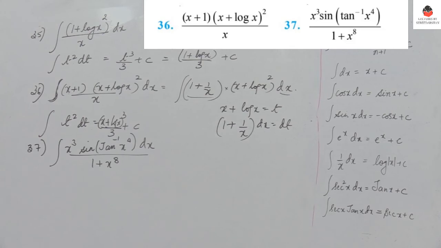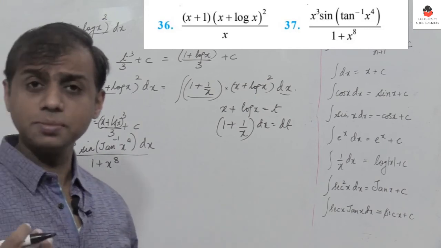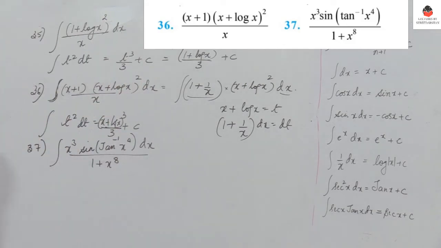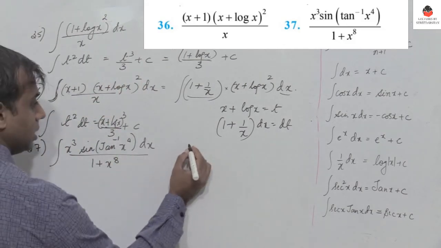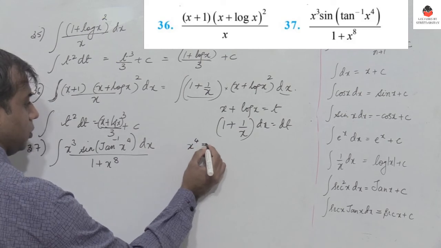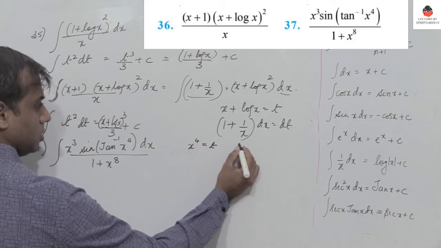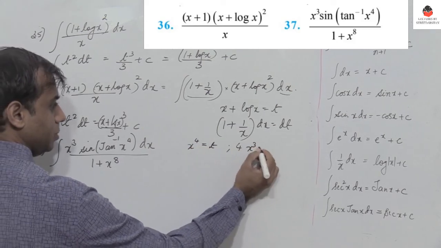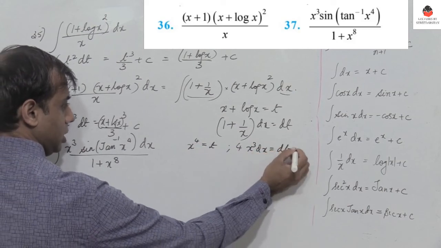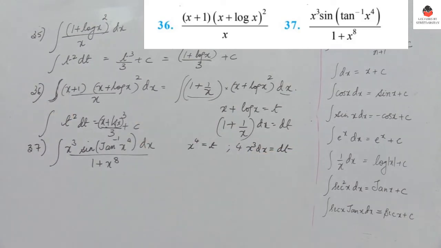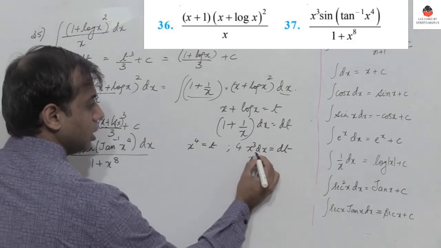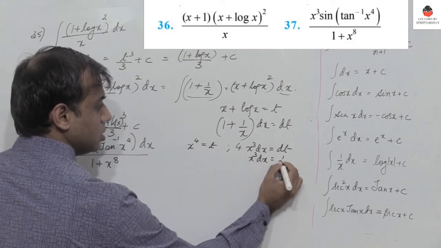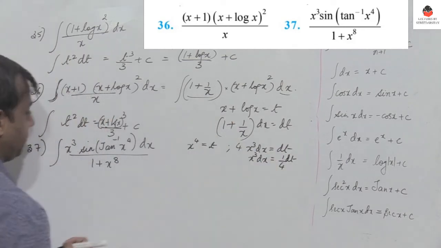Integral x cube sine of tan inverse x power 4 divided by 1 plus x power 8 dx. So here we need to perform substitution twice. First let me substitute x power 4 equals t, right? So you have 4x cubed dx is equal to dt. So this is the first substitution we make. So x cubed dx equals 1 by 4 dt, right?